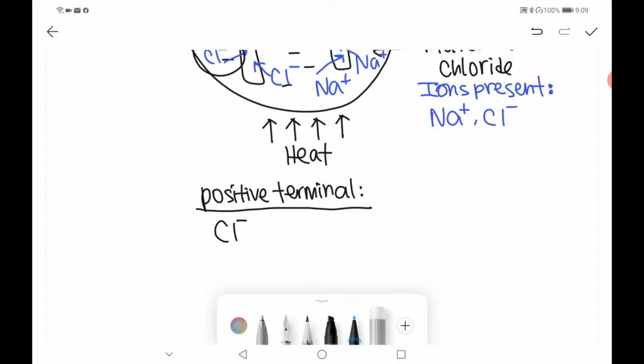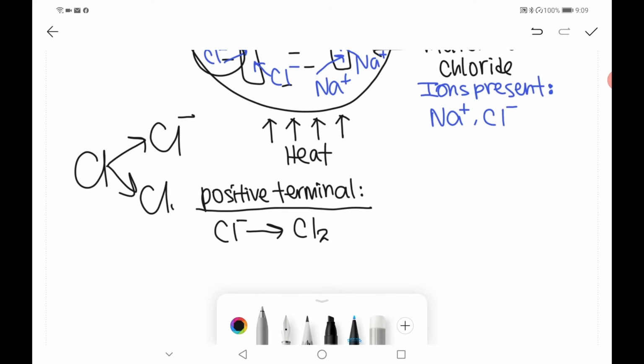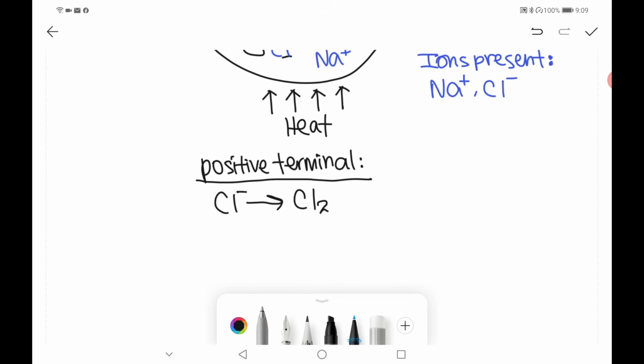So Cl minus, if you throw the charge away, you will get neutral Cl. When it's neutral, Cl appears as Cl2. Remember, Cl only has 2 possibilities: if it has charge, it is Cl minus; if neutral, Cl2. So Cl minus will become neutral Cl2. Then we finish this half equation. We need to balance it. 2 Cl on the right, we put 2 Cl on the left.